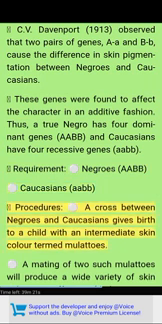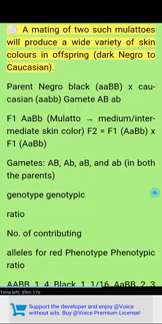Caucasians, aabb. Procedure: a cross between Negroes and Caucasians gives birth to a child with an intermediate skin color, termed mulattoes. Mating of two such mulattoes will produce a wide variety of skin colors in offspring: dark Negro to Caucasian.